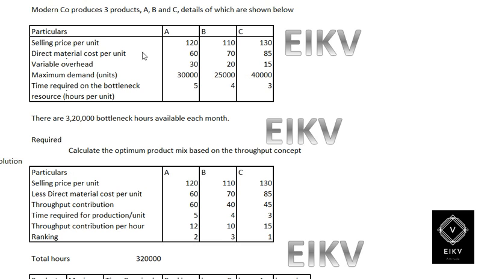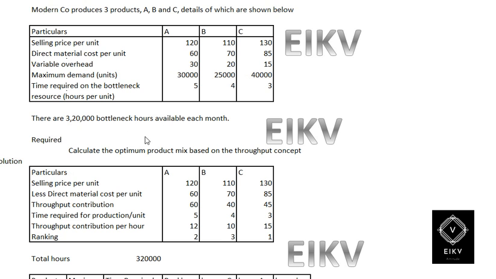Then the material cost per unit is 60, 70, and 85. Then variable cost is 30, 20, 15. Maximum demand per unit is 30,000, 25,000, and 40,000. Time required on the bottleneck resource, in hours per unit: the bottleneck or limited resource is time, and per unit time is 5, 4, and 3. And there are 3,20,000 bottleneck hours available each month.